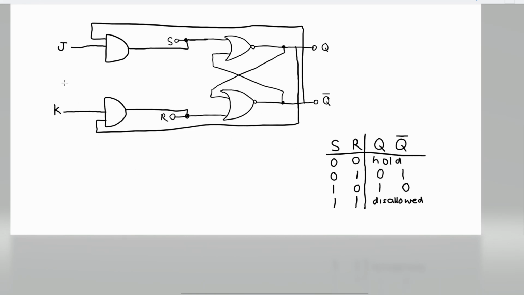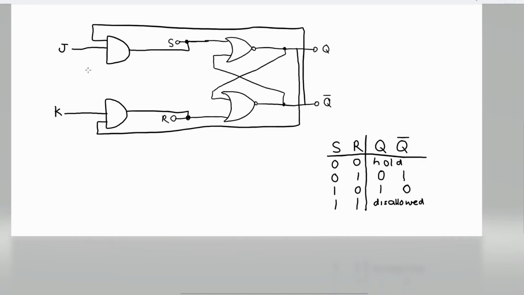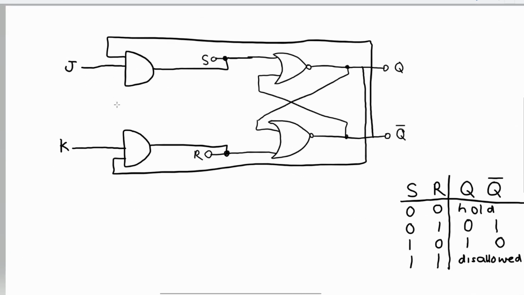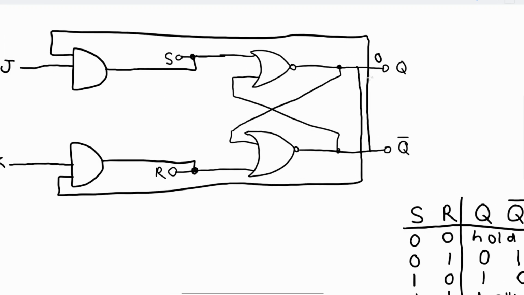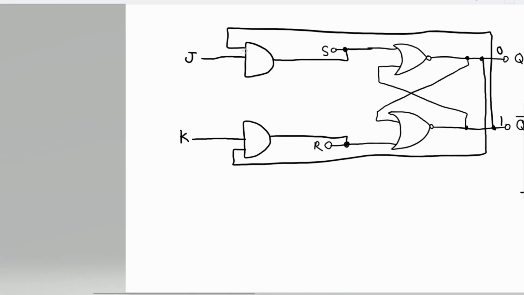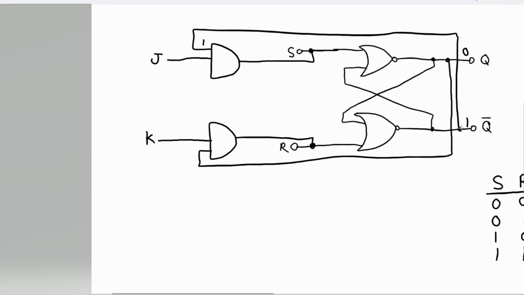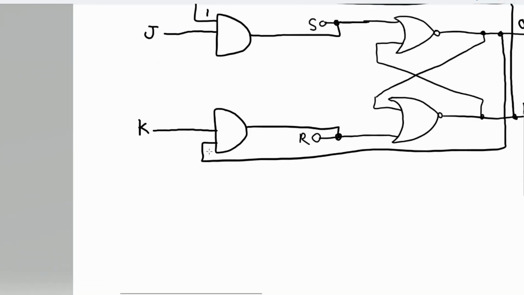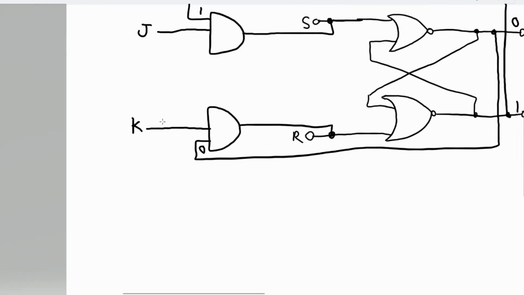So now you can see that J can only be activated if Q is 0, because if Q is 0 that means Q bar will be 1, so you'll have a 1 in this input because you can see it's connected, and a 0 in this one.